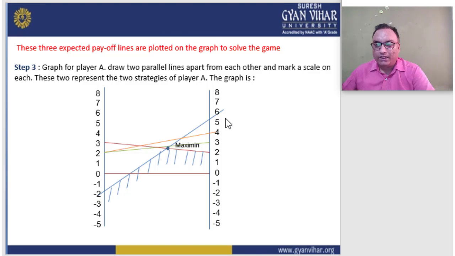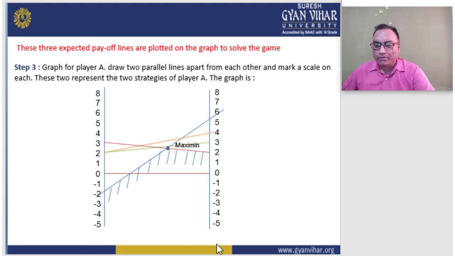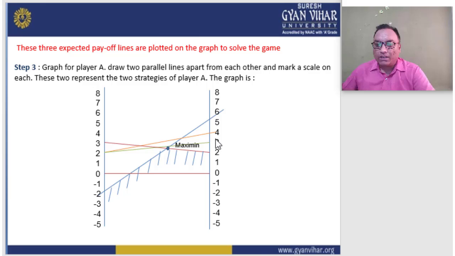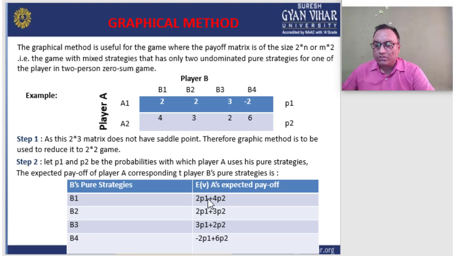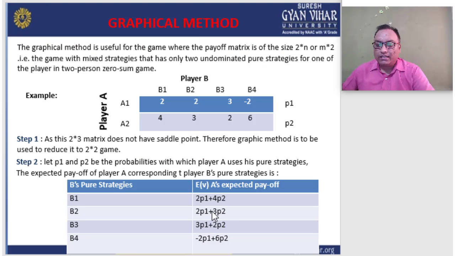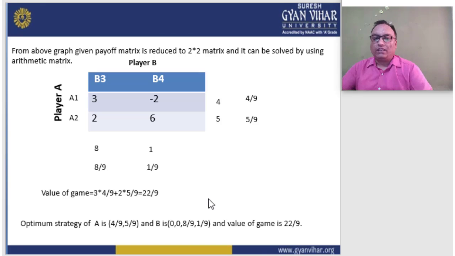So this is the line of -2, 6, and this is the reference line, and here is the 3, 2 line, right? And then 2, 4. This is the first B1 strategy line, and 2, 3 is the strategy B2. So different lines are drawn for the different strategies, and here we will find the value of the game also for this case.